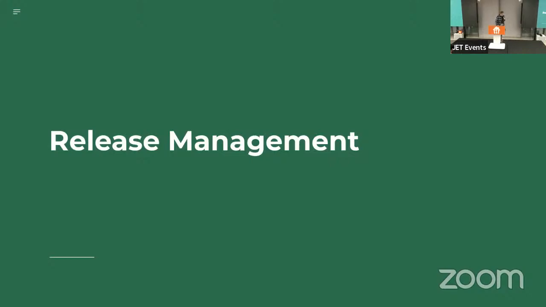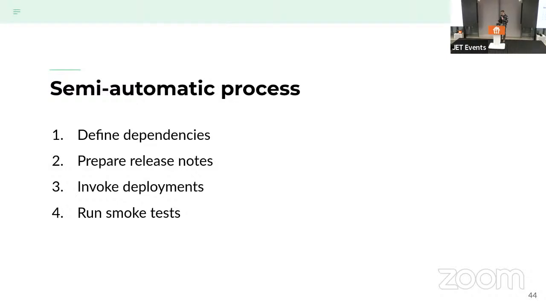So this step is about how we release software to our customers. Our process is semi-automatic. First, we define the dependencies of the components we want to deploy. We prepare release notes, invoke the pipelines, and run smoke tests to see if everything works fine.